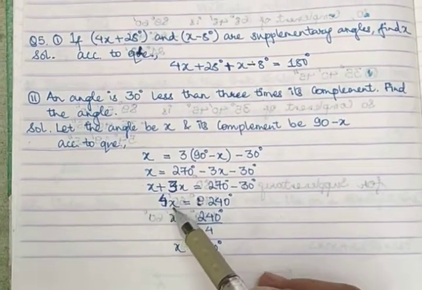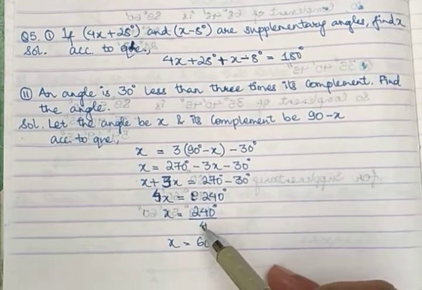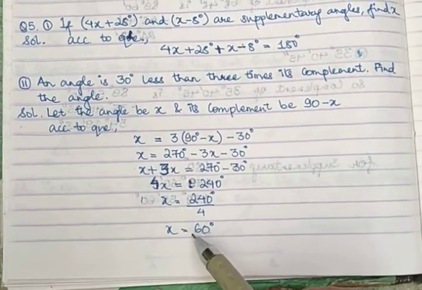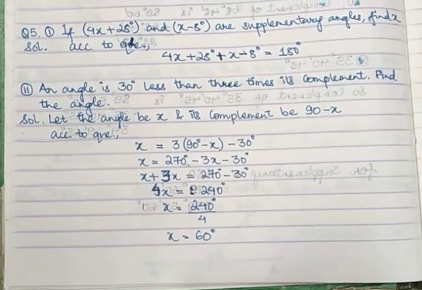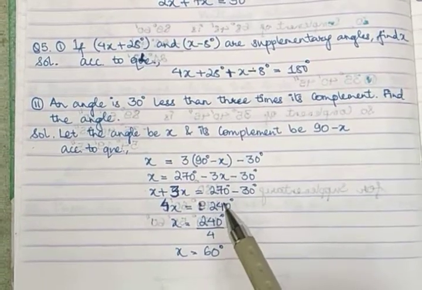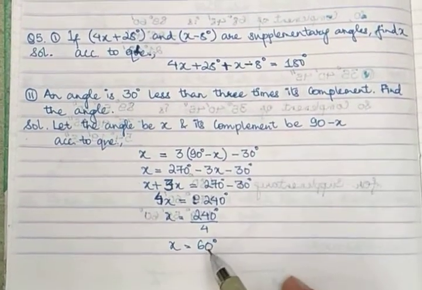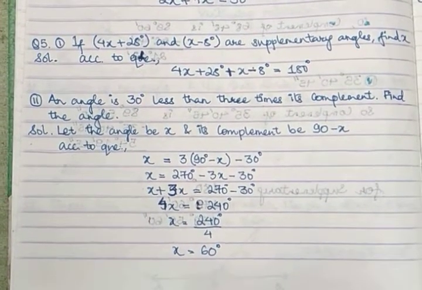Now 4 and x, the relation between them is multiplication. So 4 goes to the other side as division. Now we got the value of x as 60 degrees. Okay, so since in this one we needed to find the angle, simple, just one of the angles, our answer is 60 degrees.